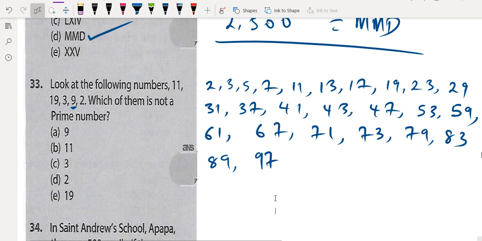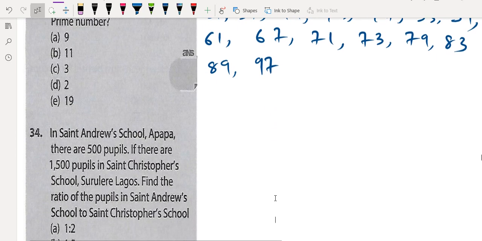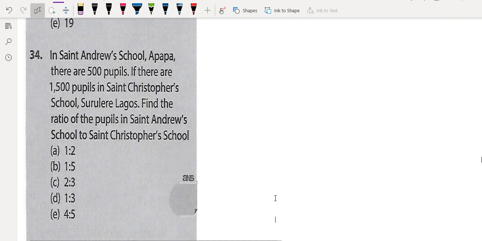That's option A, right? Next question. In St. Andrew's School, Apapa, there are 500 pupils. If there are 1,500 pupils in St. Christopher's School, Surulere, Lagos, what is the ratio of the pupils in St. Andrew's School to St. Christopher's School?